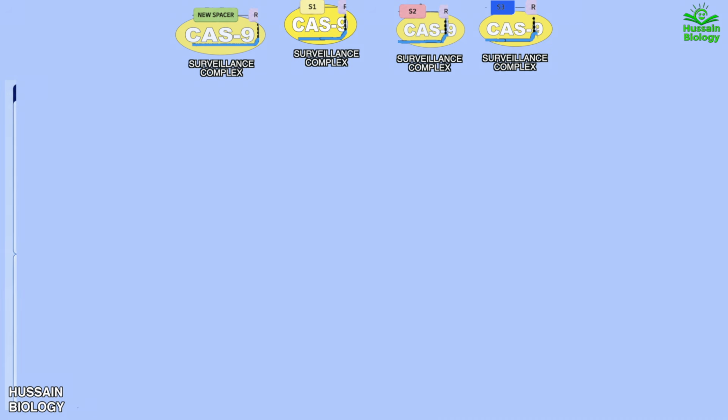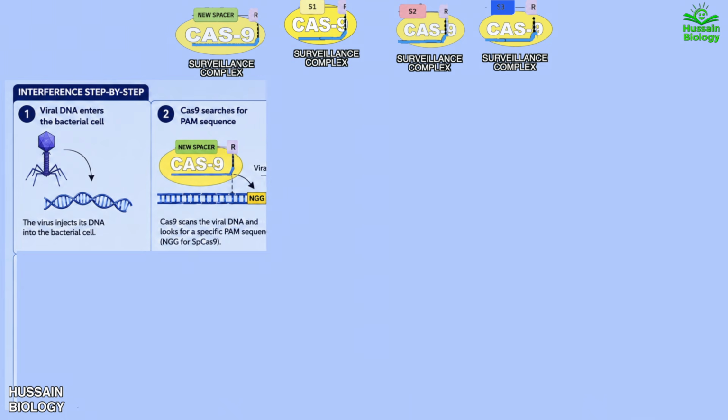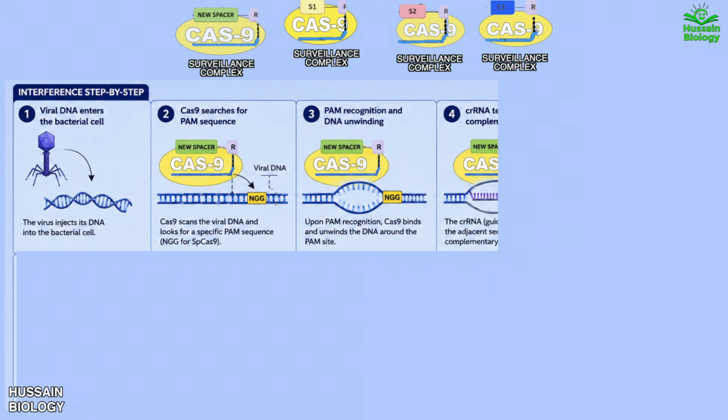This is where the bacterium encounters the same virus again. The virus injects its DNA into the bacterial cell, and the Cas9 surveillance complex begins searching this invading DNA. Cas9 first looks for a specific PAM sequence. Once Cas9 recognizes its target PAM sequence, the DNA around that region is unwound first, allowing the cRNA to test whether the nearby sequence is complementary to its guide sequence.